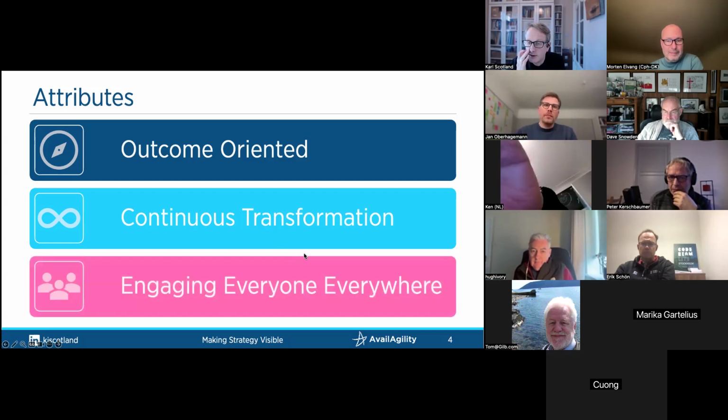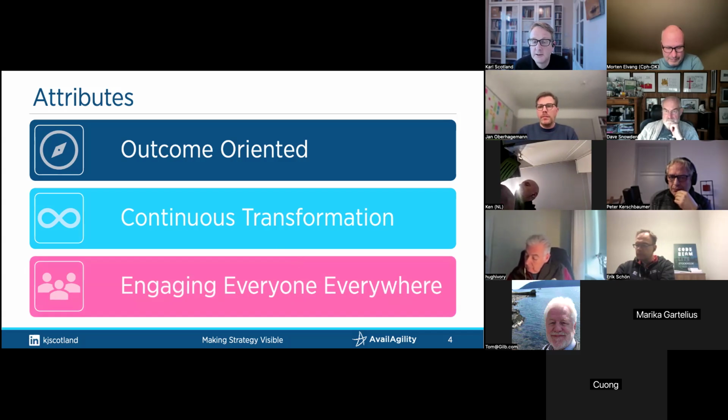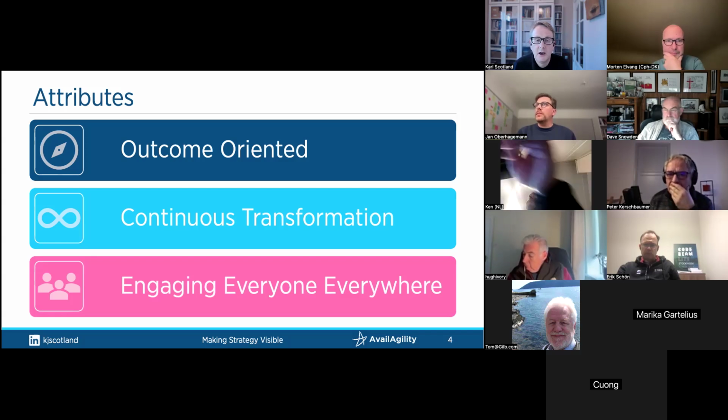And then the last one is engaging everyone everywhere. So that idea of getting ideas from everyone in the organization, all breadths of the organization, all levels and depths of the organization. It's not just the consultants that come in. It's not just a central leadership group that decides these things. We really want a diversity of ideas and to be including everyone in the transformation process, so we're getting as many perspectives and as much creativity as possible. So those are three high-level attributes.